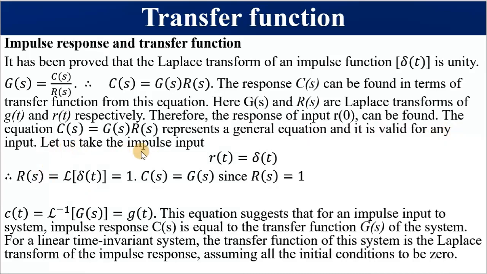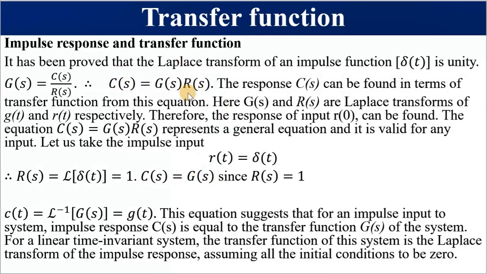Let us take the impulse input. Our input there is an impulse signal, and R of S is equal to the Laplace transform of the impulse signal, which is delta t, and we know that it is equal to 1. So we can safely say the Laplace transform of the output C of S is equal to G of S. Why?